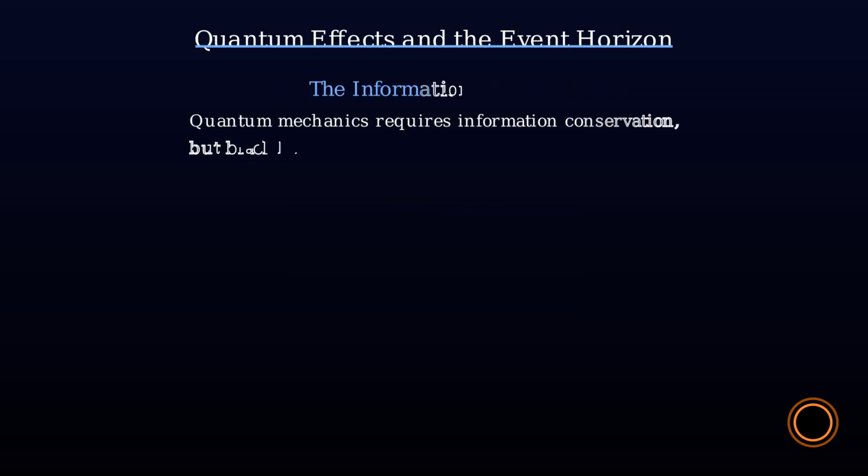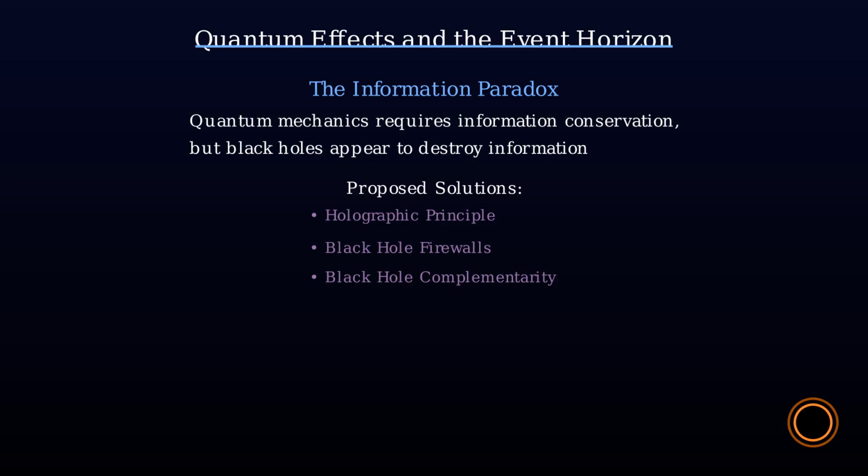The black hole information paradox remains one of physics' greatest unsolved problems. Quantum mechanics requires information to be preserved, but black holes seem to destroy information. Proposed solutions include the holographic principle, which suggests information is encoded on the black hole's boundary, black hole firewalls, which propose a barrier of energy at the event horizon, and black hole complementarity, which suggests different but equivalent descriptions for observers inside and outside the black hole.